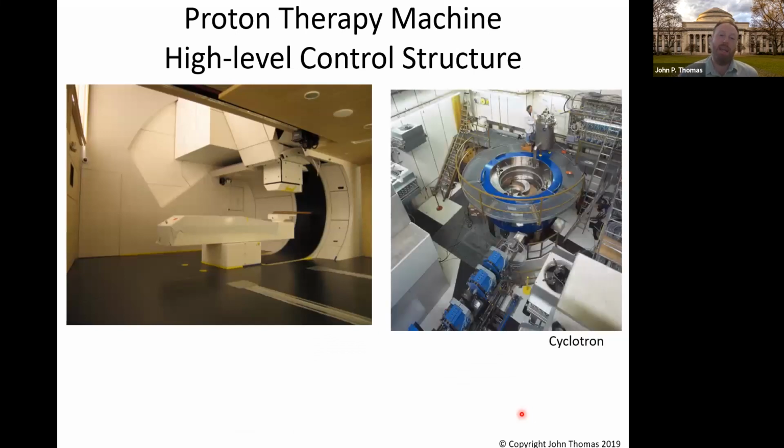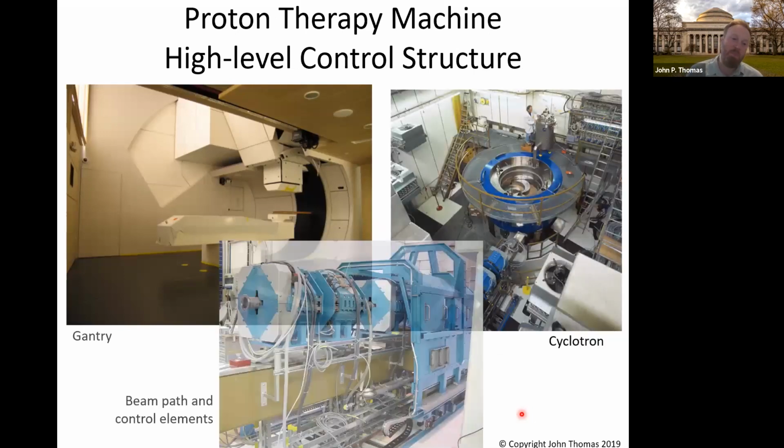So we've got a lot of technology, right? We've got the cyclotron, we've got this beam path and control elements, things like sweeper magnets, degraders, collimators, phase slits, monitors, etc. It's an incredibly complex system to shoot proton beams into your skull with millimeter accuracy.